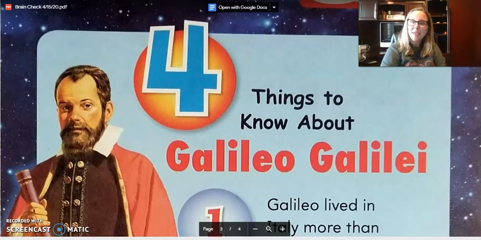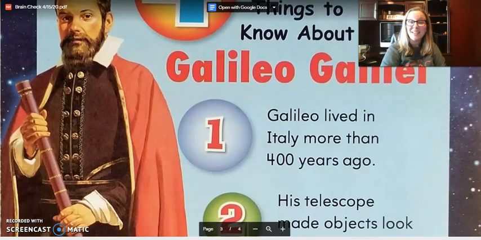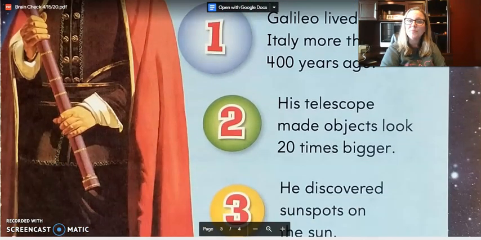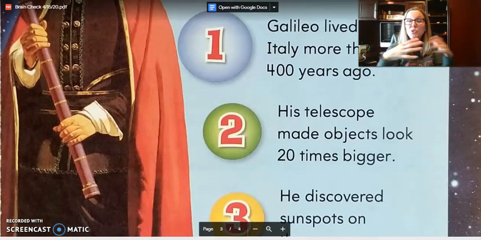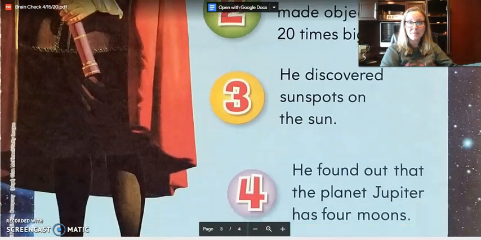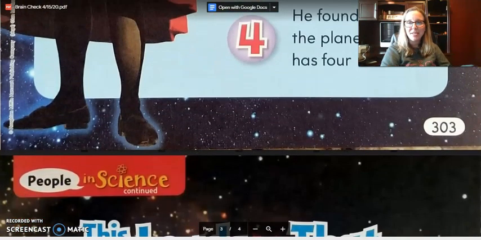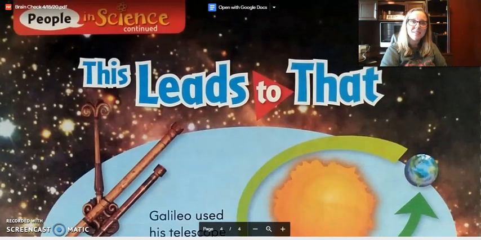So things to know about Galileo Galilei. Number 1, Galileo lived in Italy more than 400 years ago. Number 2, his telescope made objects look 20 times bigger. Number 3, he discovered sunspots on the sun. Number 4, he found out that the planet Jupiter has 4 moons. Very interesting. You turn your page to page 304, this leads to that.